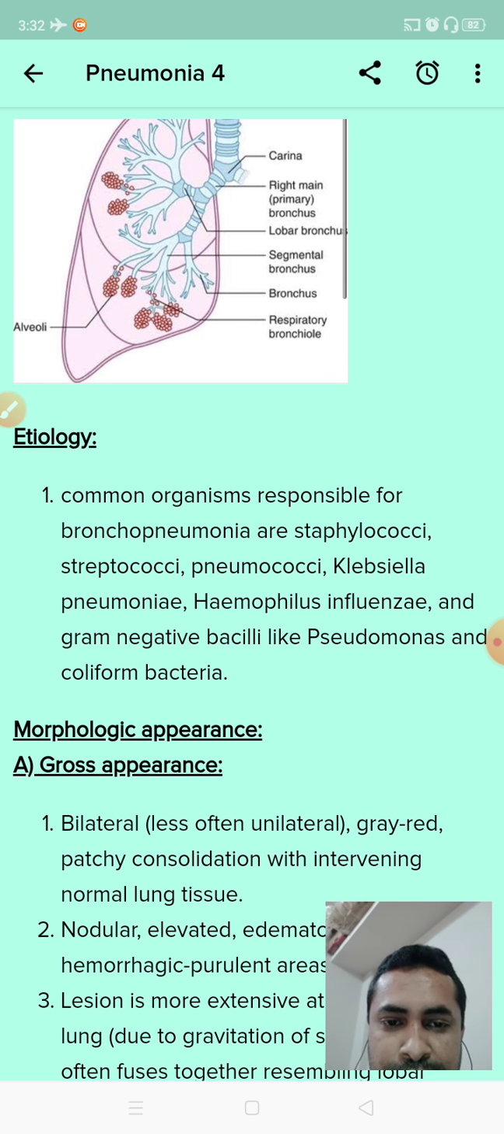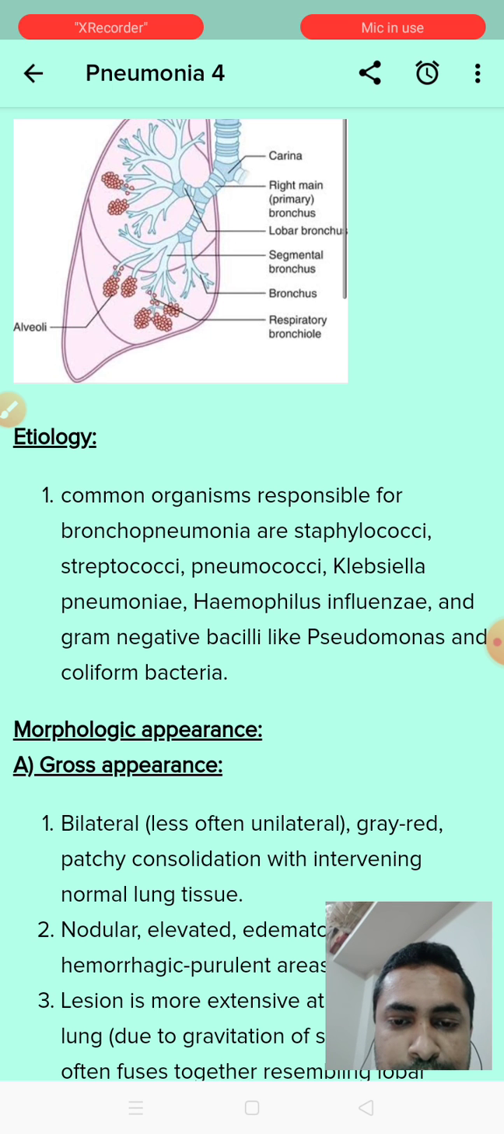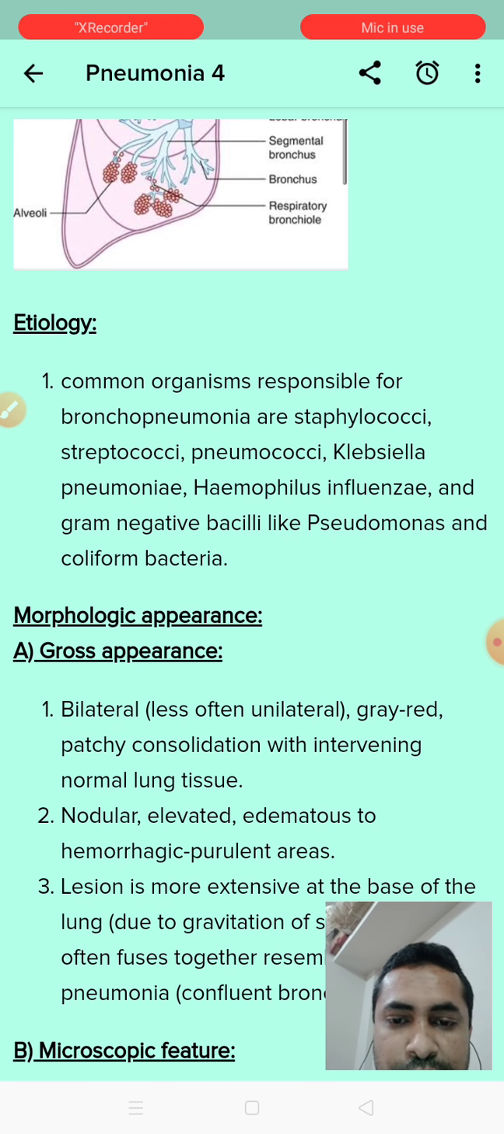Now coming to etiology or causes. The common organisms responsible for bronchopneumonia are Staphylococci, Streptococci, Pneumococci, Klebsiella pneumoniae, Haemophilus influenzae, and gram-negative bacilli like Pseudomonas and coliform bacteria.